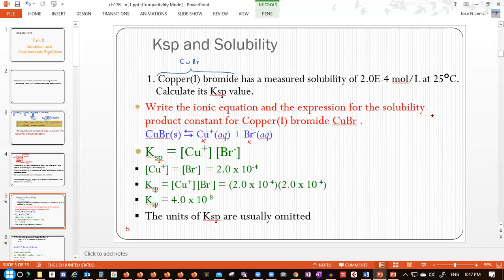And that X is given. That's the molar solubility. So that will be the solubility for copper, which is the same as the solubility for bromide because the stoichiometry is 1 to 1, equals 2.0 times 10 to the negative 4. And we just plug that in here. That number times that number, which is that number squared, and you find KSP is 4.0 times 10 to the negative 8, and no units are needed. Units are meaningless. This is the expression of an equilibrium constant. All right, this was very simple.